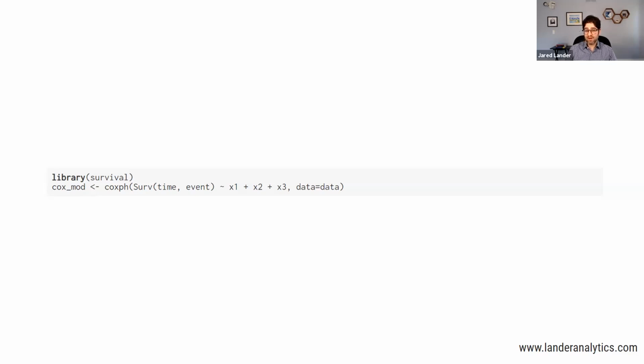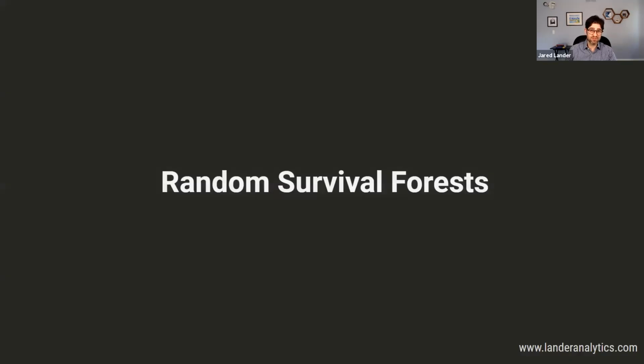A more modern version of proportional hazards is random survival forests. We no longer need to assume proportional hazards. Instead, we can fit a survival tree. A survival tree is a type of decision tree, where you take your input data and partition it recursively into a series of buckets.